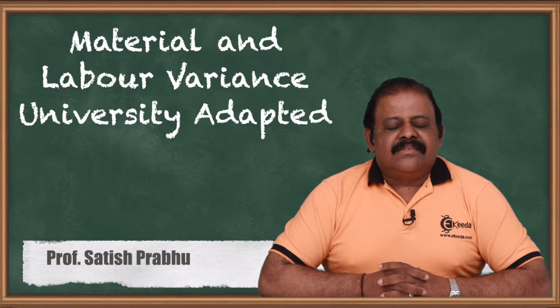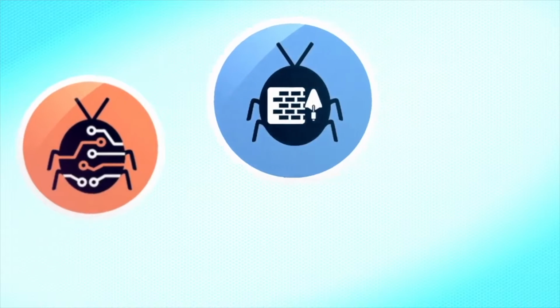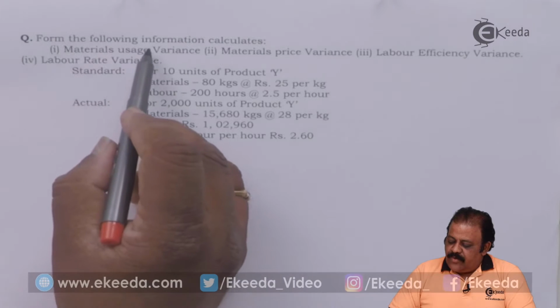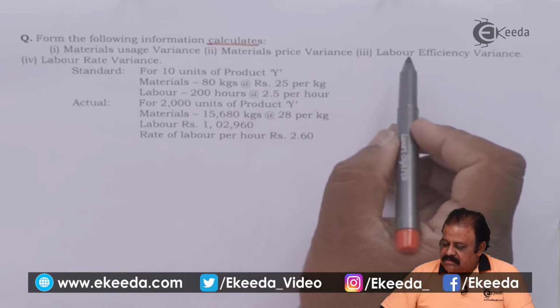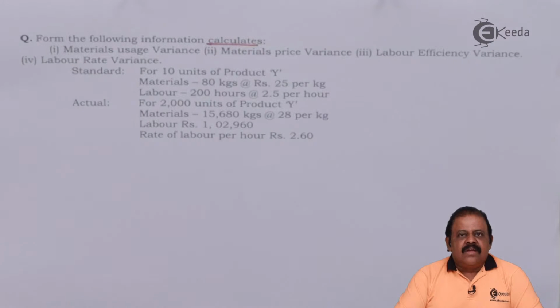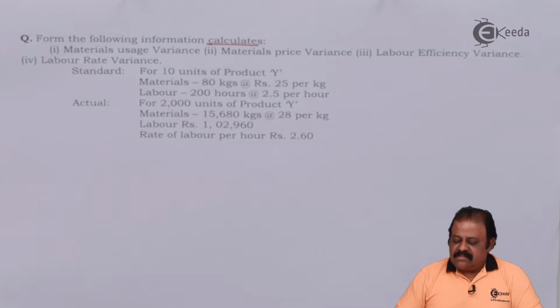Hello friends, let us discuss now one question asked in university exam where both the variances are asked. Let us read what type of questions are asked at university exam. From the following information, calculate material usage variance, material price variance, labor efficiency variance, and labor rate variance. These are the names of four sub-variances of main variance, material cost variance, and labor cost variance. First two are sub-variances of material cost variance, and next two are sub-variances of labor cost variance.